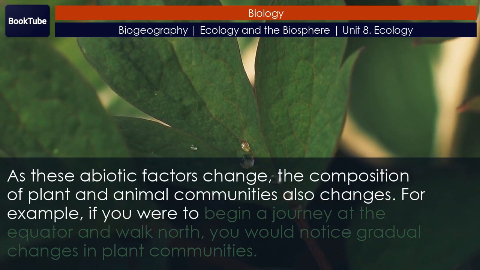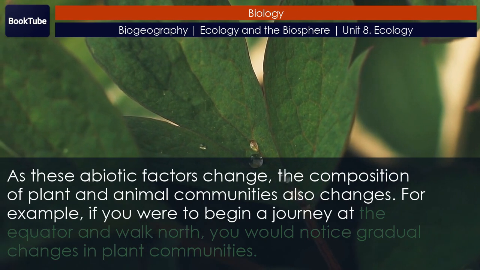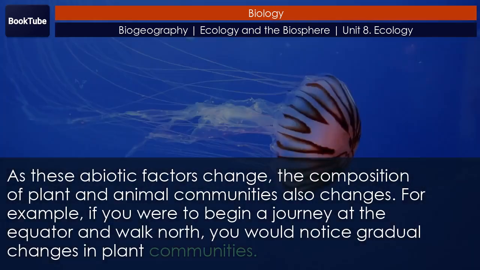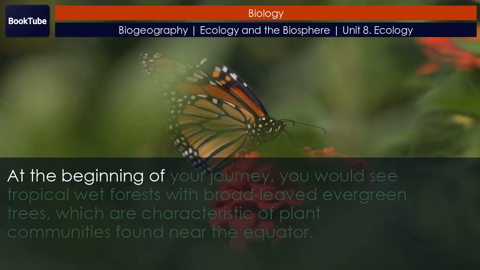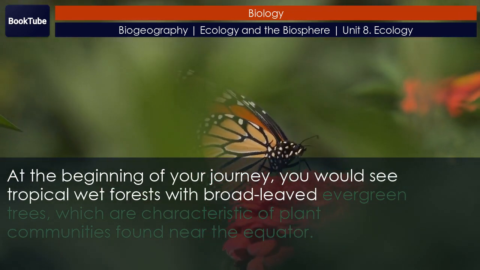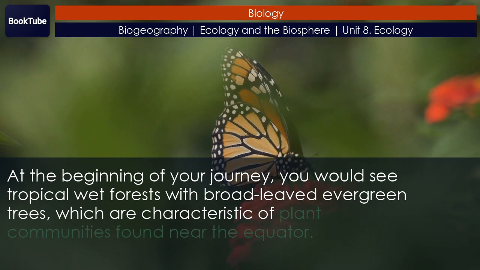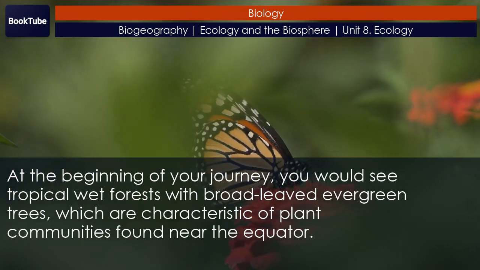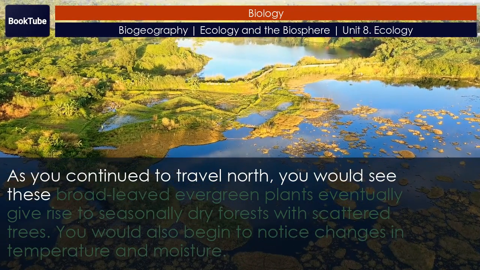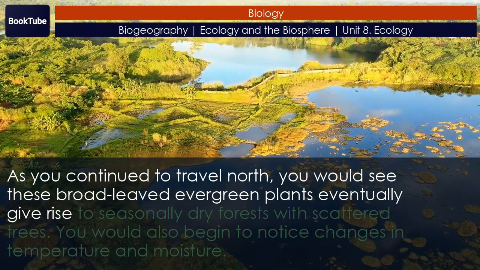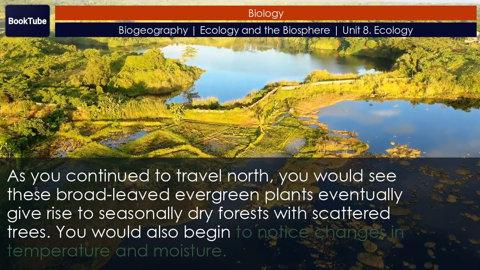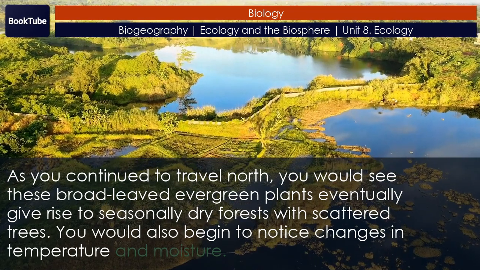For example, if you were to begin a journey at the equator and walk north, you would notice gradual changes in plant communities. At the beginning of your journey, you would see tropical wet forests with broad-leaved evergreen trees, which are characteristic of plant communities found near the equator. As you continued to travel north, you would see these broad-leaved evergreen plants eventually give rise to seasonally dry forests with scattered trees. You would also begin to notice changes in temperature and moisture.